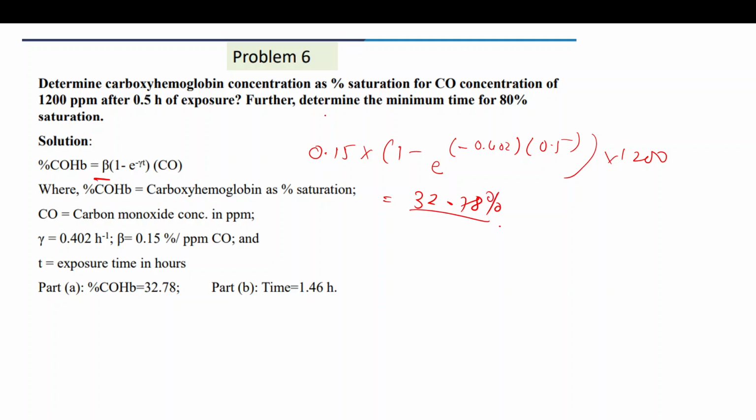Next question: further determine the minimum time for 80% saturation. Within 0.5 hours it is getting saturated about 32 or 33%. Now you need to find out T, so you just need to do the opposite. You have all the values, so put them in and solve for it. The answer should be 1.46 hours.